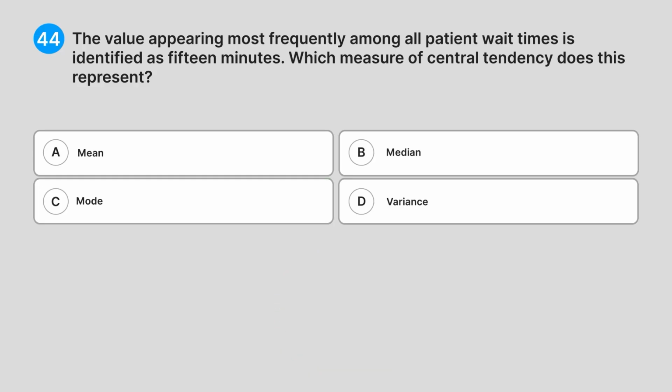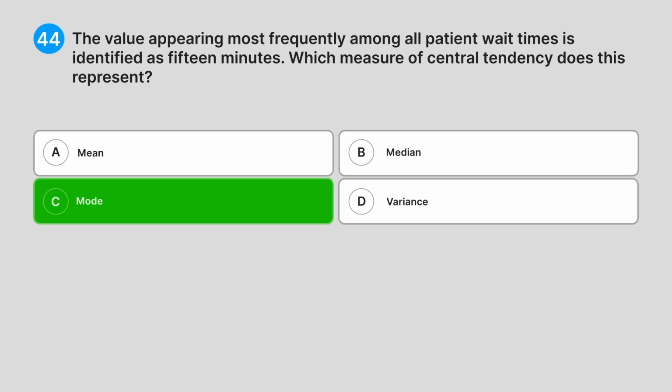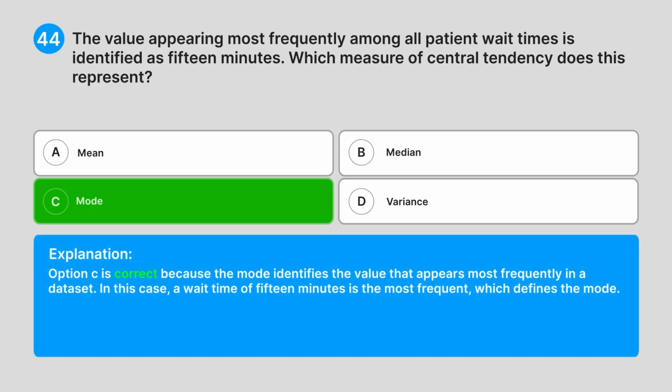Correct answer, C. Mode. Explanation. Option C is correct because the mode identifies the value that appears most frequently in a dataset. In this case, a wait time of 15 minutes is the most frequent, which defines the mode.